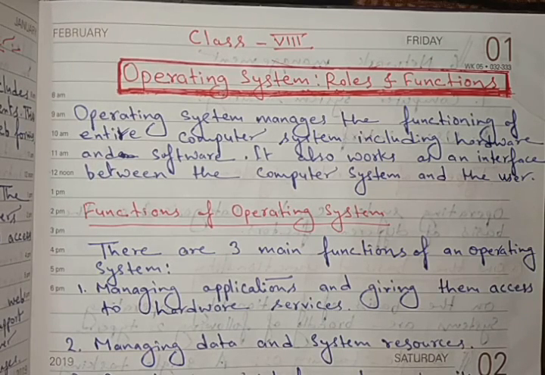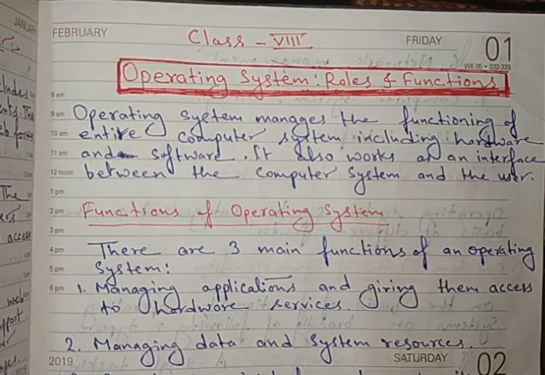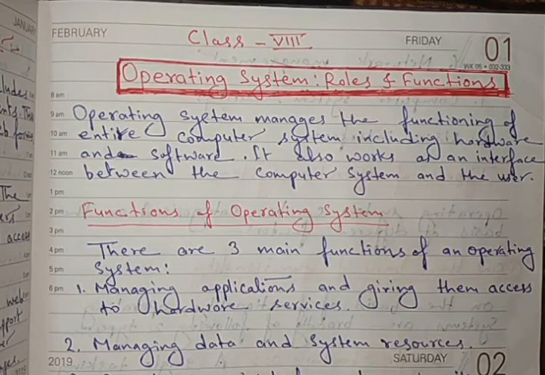And next one is the operating system. The operating system is also one kind of system software. The operating system manages the functioning of the entire computer system, including hardware and software. It also works as the interface between the computer system and the user. All the communication between the user and computer, and between the application software and hardware, occurs through an operating system.